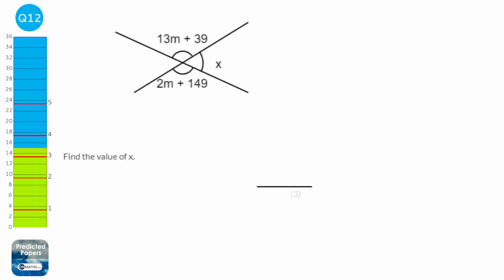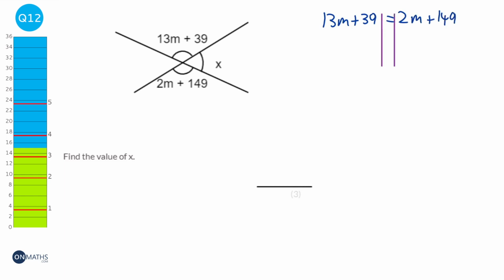So we have a set of vertically opposite angles here and here, and we're going to start with those because we have to find out what m is before we can work out what x is. Vertically opposite angles are always equal, so we've got 13m plus 39 is going to equal 2m plus 149. And we're going to get our lines in there because we're going to solve this.